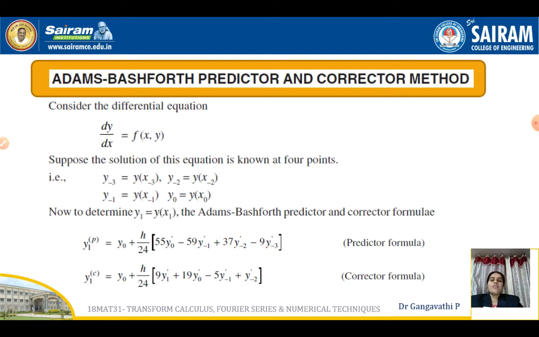Accordingly you will be changing, as I have already written and shown you. If you start from x0, y0, x1, y1, x2, y2, x3, y3, the formula is going to be changed. So this is another way of representing it. I am introducing both ways for you. Whichever is convenient for you, you can use it. And the corrector formula has been given by this.